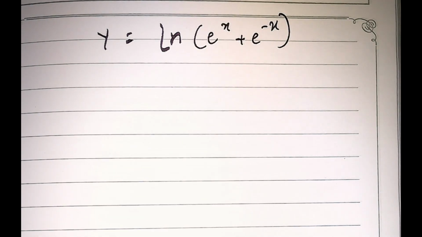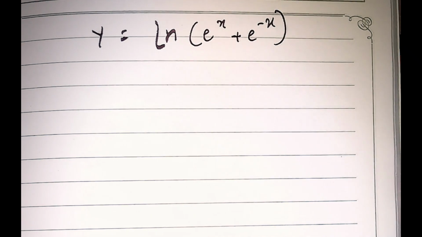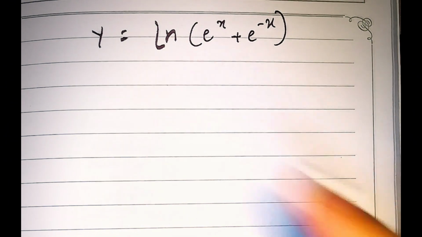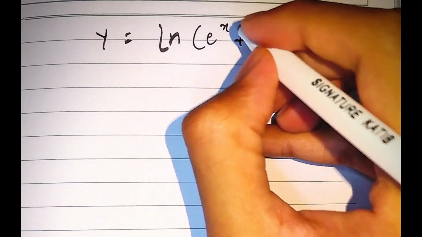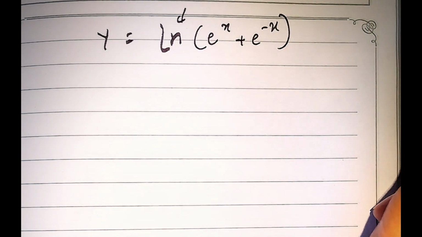Okay, so we have to find the derivative of this function log of Euler x plus Euler power negative x. Okay, so we are basically combining the derivative of Euler's and the derivative of logs. Okay, so we know that the basic function right over here is log, and the Euler's are present inside the function of log, right?